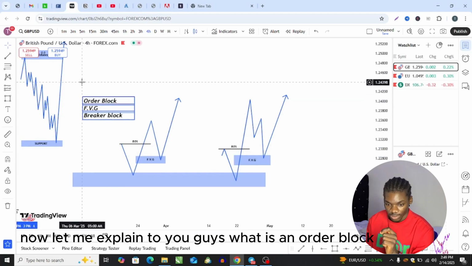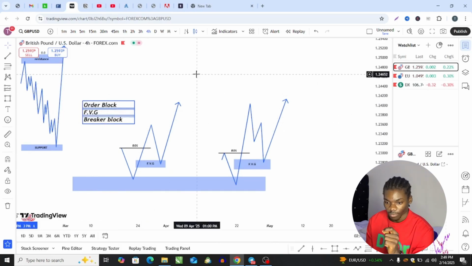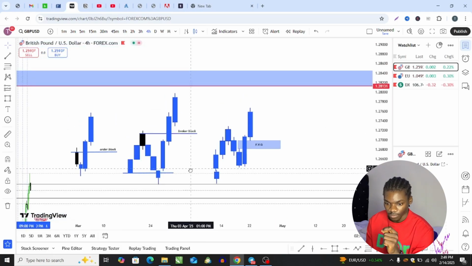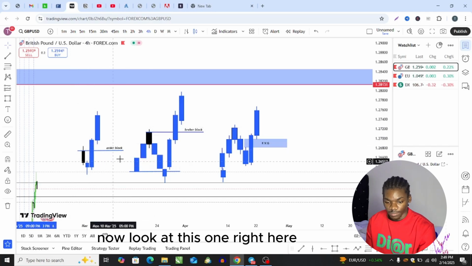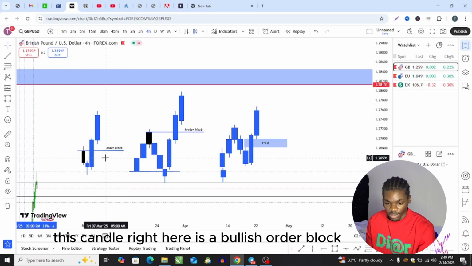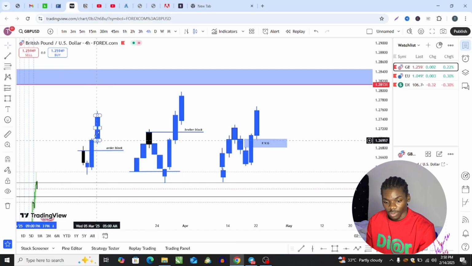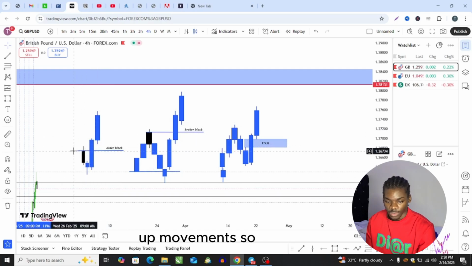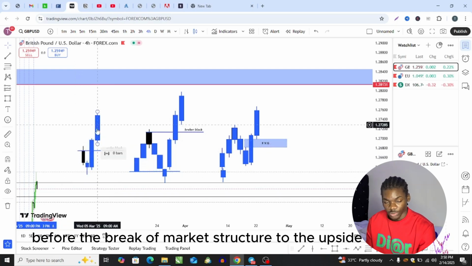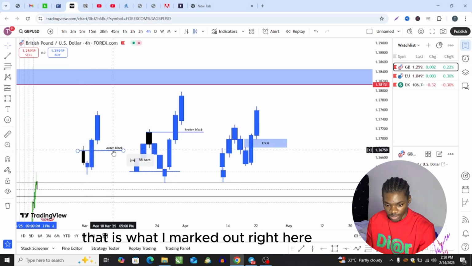Now let me explain to you guys what is an order block, a fair value gap, and a breaker block. So follow me right here. Now look at this one right here. This is a bullish order block. Okay, this candle right here is a bullish order block. Now what is a bullish order block? A bullish order block is the last bearish candle before the up movement. So the last bearish candle before the break of market structure to the upside. So this is a bullish order block. That is what I marked out right here.